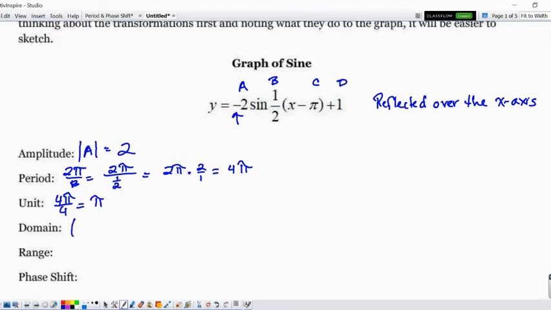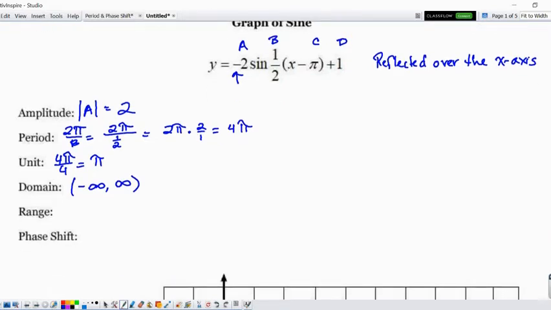None of these changes will change the domain because it's negative infinity to positive infinity. But I'm going to put a pin in calculating the range because we've got some other things going on that we need to consider. Our phase shift, did we move the graph left or right? We have x minus pi. X is a liar, so we're going to go right by pi units when we go to graph.